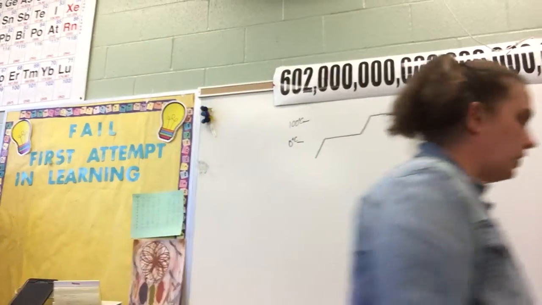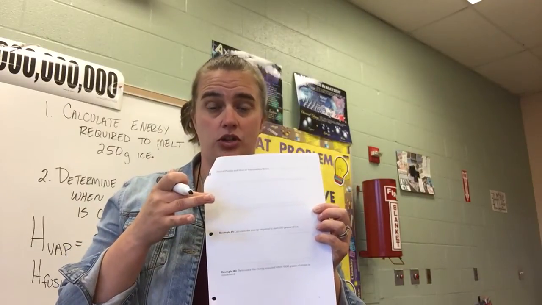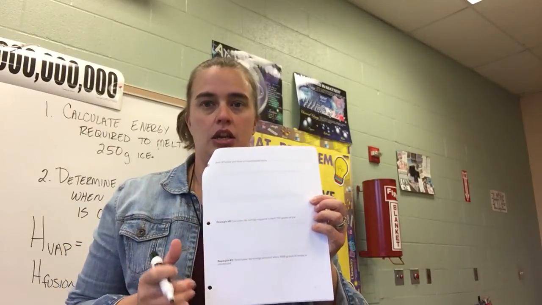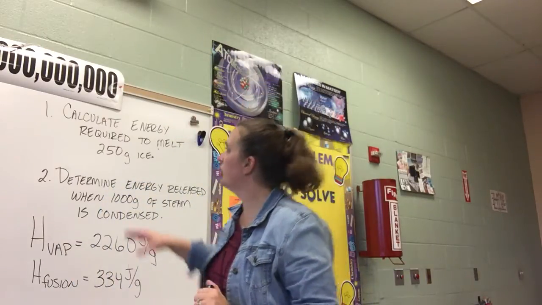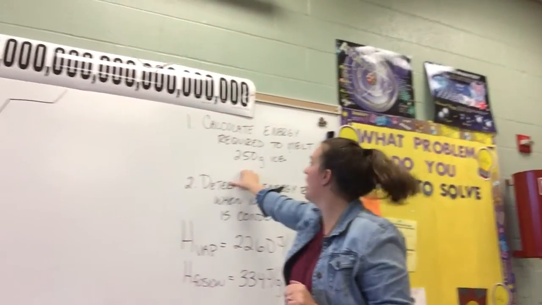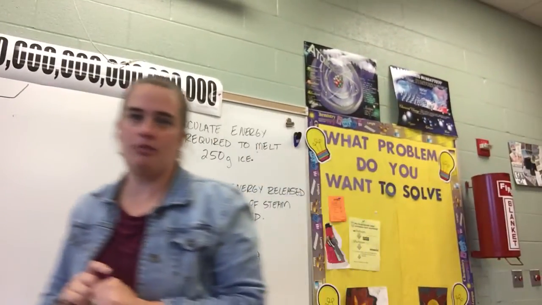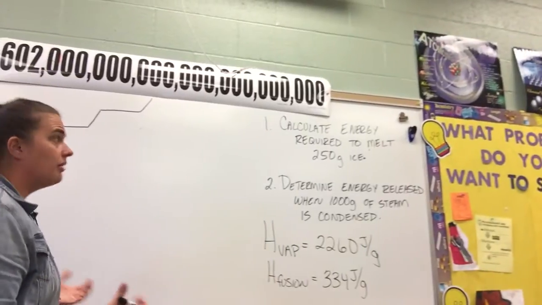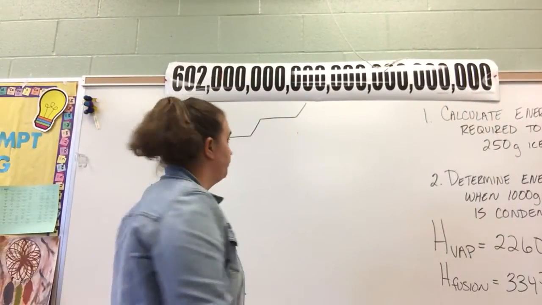So if we look at the problem, you might want to turn to page 7. Again, I provided you a little bit of space for notes and the 2 example problems that I'm going to show you. Looking at the first one, it's telling us to calculate the energy required to melt 250 grams of water. So again, I'm looking for Q, I'm looking for energy.